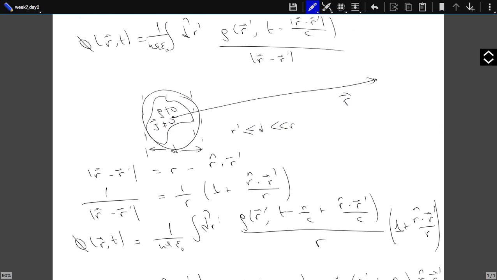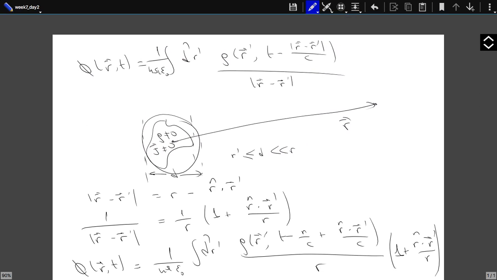Well, you see, if rho is 0, phi is 0. Well, there's no charges, there's no potential. We will see. You see, this is not the only part. This is the scalar potential, there's also the vector potential.